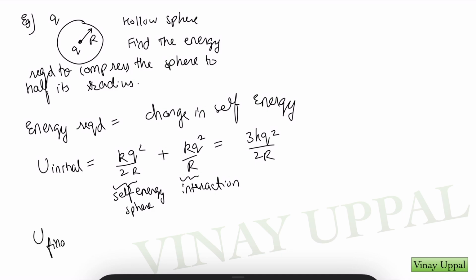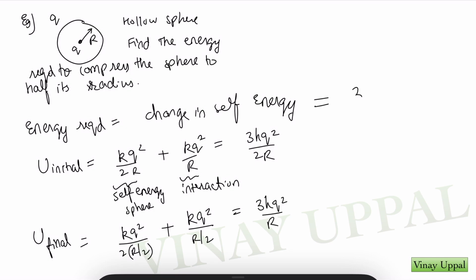And similarly, finally, the radius is just reduced to half its value. So the self energy would be kq squared by twice of r by 2 for the sphere, plus the interaction energy. Now the sphere and the point charge are at a distance of r by 2, so kq squared by r by 2 will be the interaction energy. So this will simply be 3kq squared by r, and therefore the change in self energy, just subtract and you will get your answer. This is the energy required to compress the sphere. Physically, it means that the sphere is not only facing repulsion between the charges on the sphere itself, but also facing repulsion from the point charge at the center.